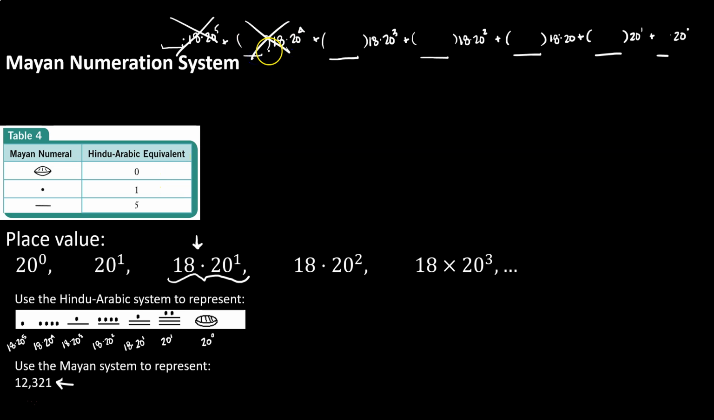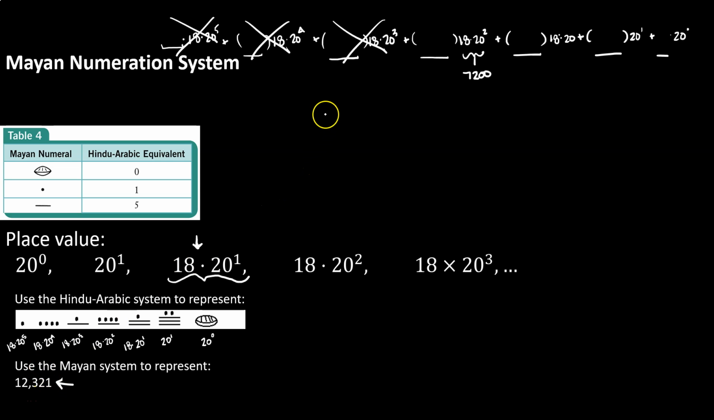2,880,000. Move down to the next one, 18 times 20 to the 3rd. That is 144,000, still too big. 144,000 is much larger than 12,000. So we move down to the next one, 18 times 20 squared. That's 7,200. Now that place value is the first one that is small enough to fit in the number we're working with.